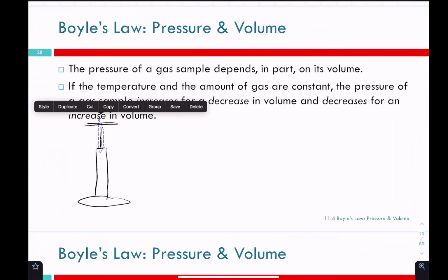And so part of what's happening is there's only a set number of particles in this space. And so when you crush them into a smaller space, now it takes them less time to travel from one side of the pump to the other. So you get more collisions. Again, kinetic molecular theory. More collisions means higher pressure. If you take that same space and you make it larger, it takes longer for the particles to go from one side to the other. So you have fewer collisions and lower pressure.